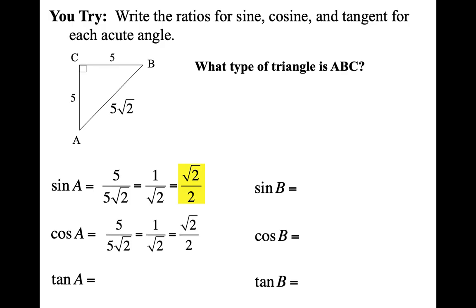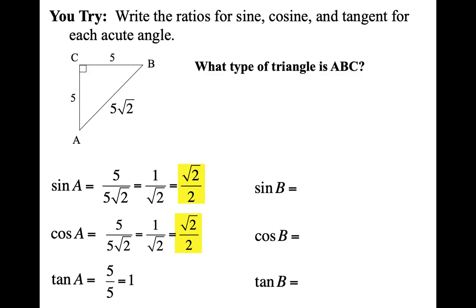So 5 over 5 square root of 2 reduces to 1 over square root of 2, which when we rationalize the denominator is equal to square root of 2 over 2. Now let's take a look at tangent. Tangent is equal to opposite over adjacent. So the opposite leg is 5, the adjacent leg is 5. 5 over 5 equals 1.